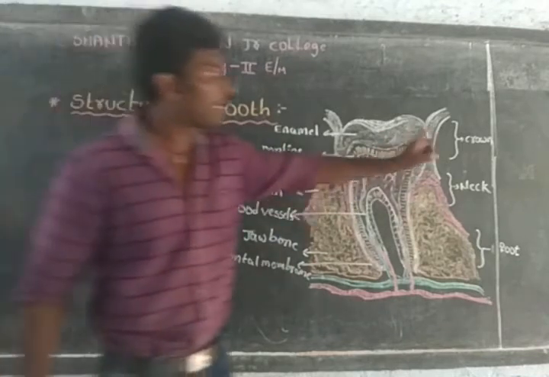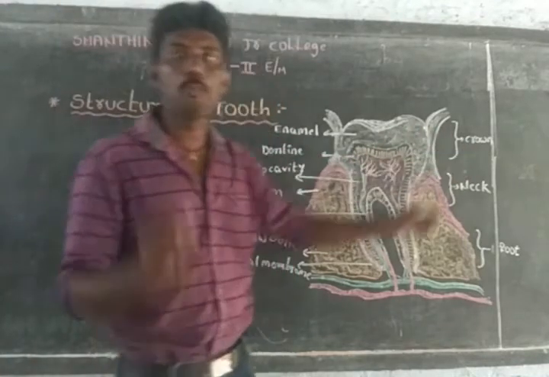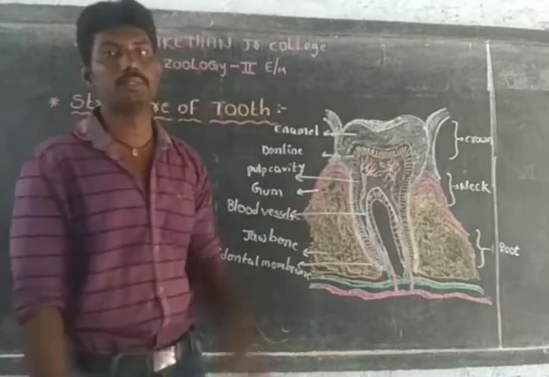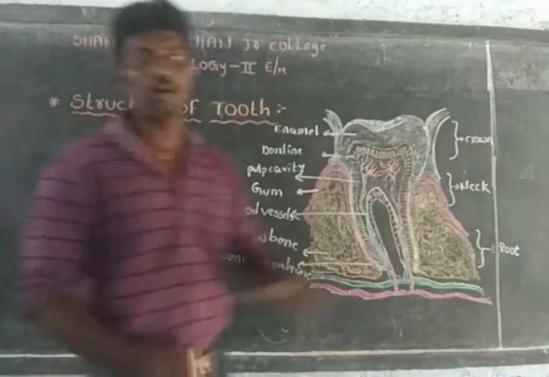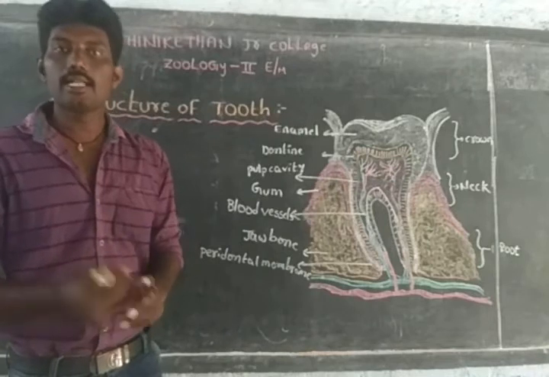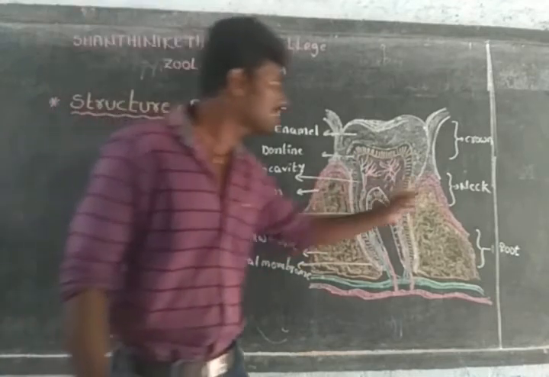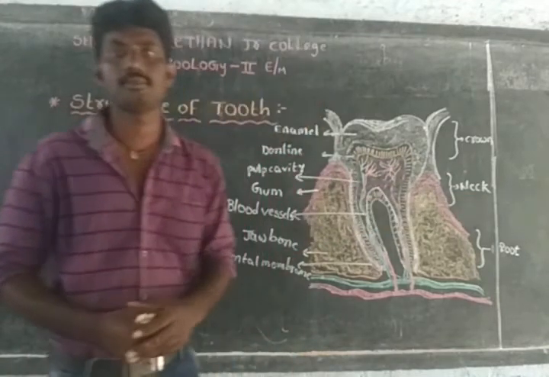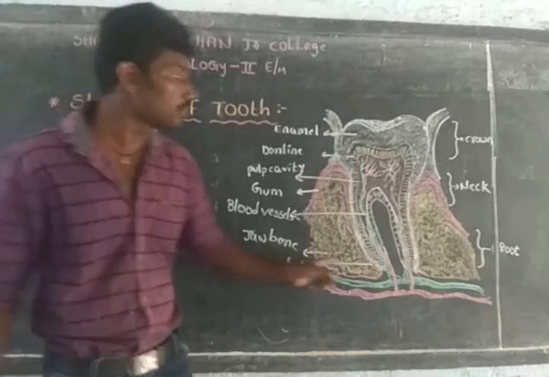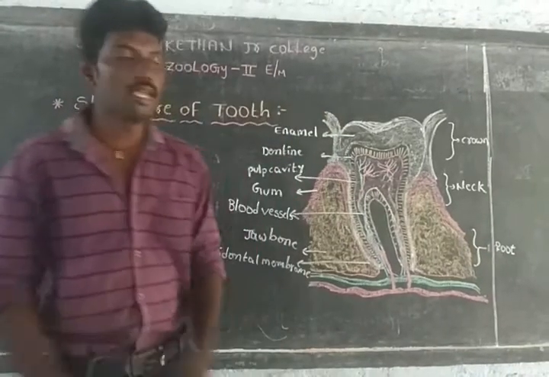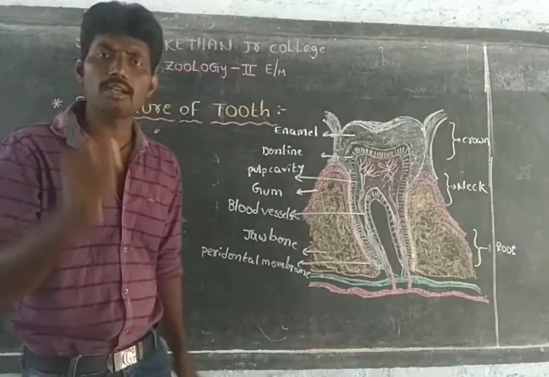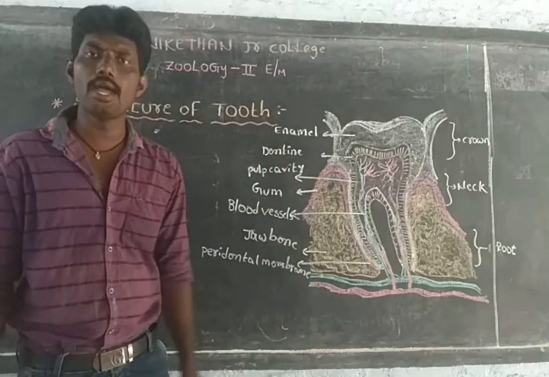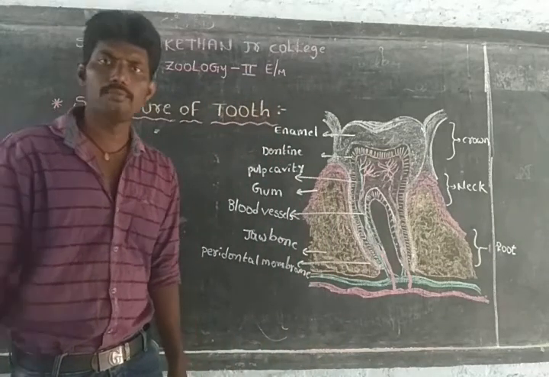Next, the crown is the exposed part of the tooth. The middle part of the tooth is known as the neck. The inner part of the tooth is the root. The root is embedded into the socket of the jawbone.